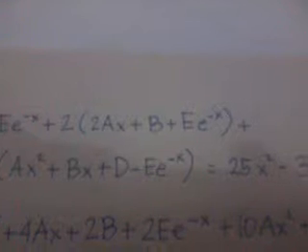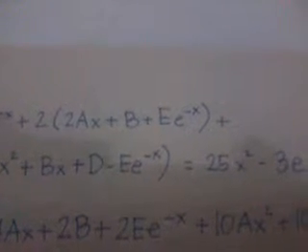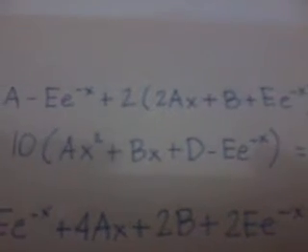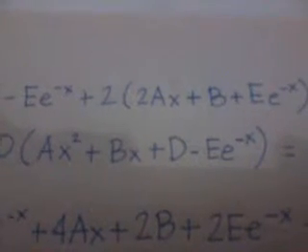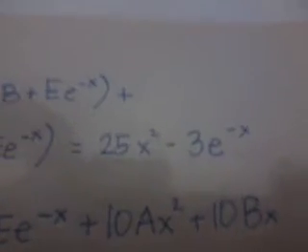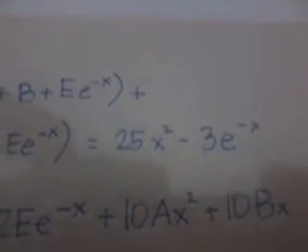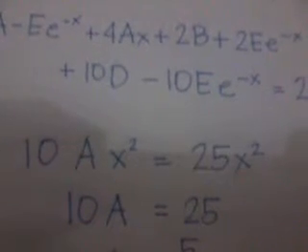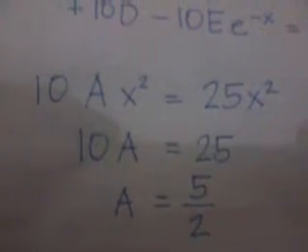2 times the quantity 2ax plus b plus e to the negative x plus 10 times the quantity ax squared plus bx plus d minus e to the negative x, which is equal to 25x squared minus 3e to the negative x. And then after simplification, we get 10ax squared is equal to 25x squared, thus giving us a equals 5 halves.